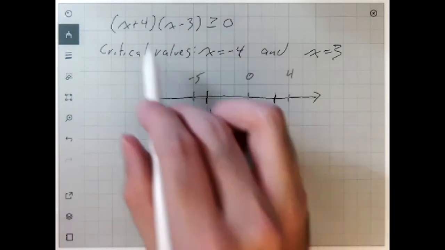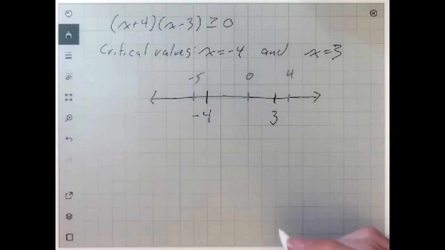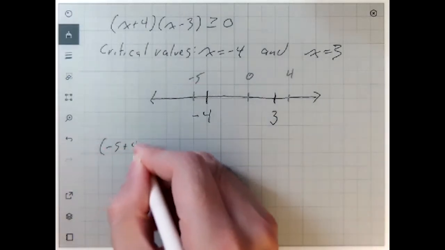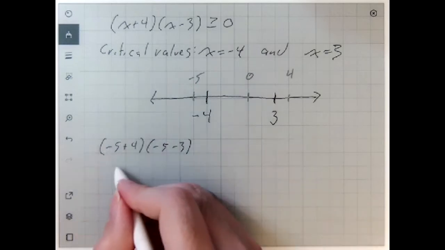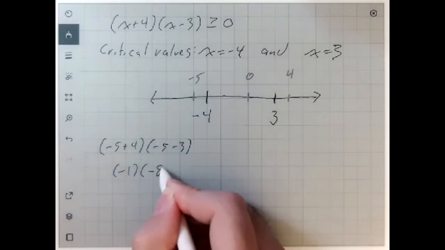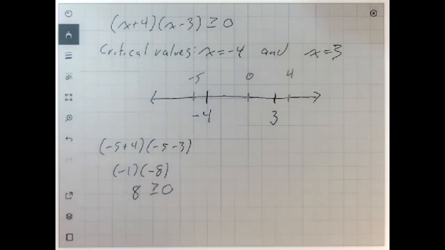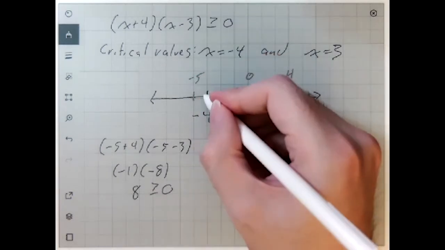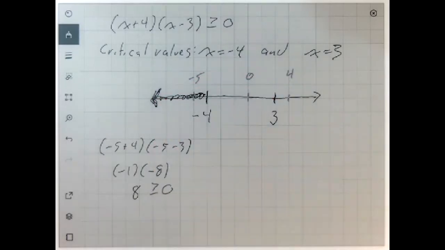So if I plug in -5 for x, that's looking at -5 plus 4 times -5 minus 3, which is -1 times -8, which is +8, which is in fact greater than or equal to 0. So -5 works, which means that everything in this region with -5 will also work. Then we try 0.